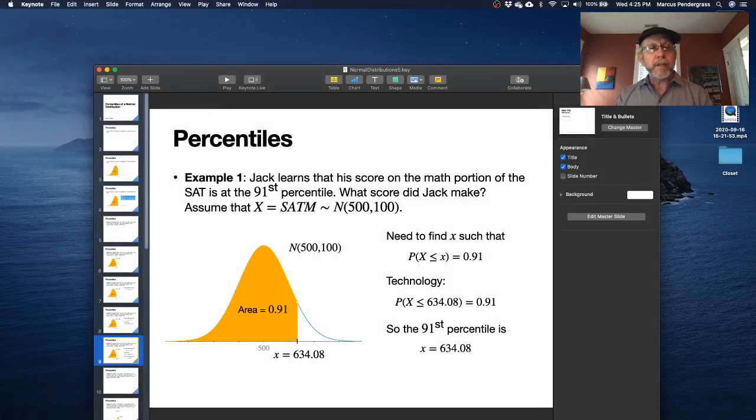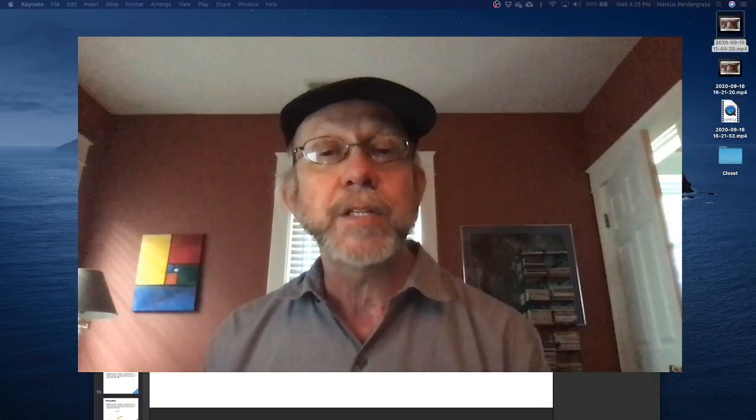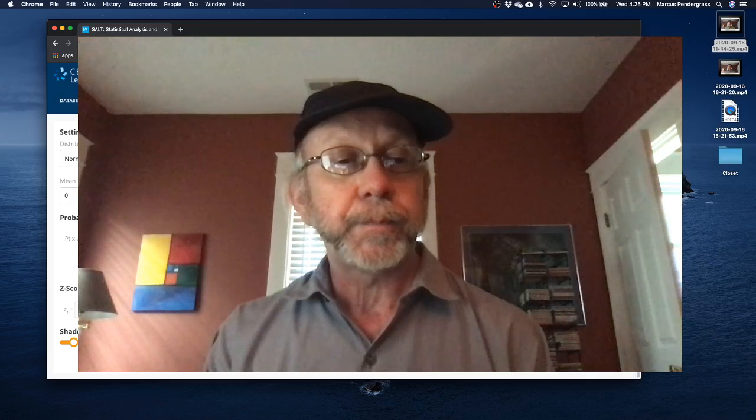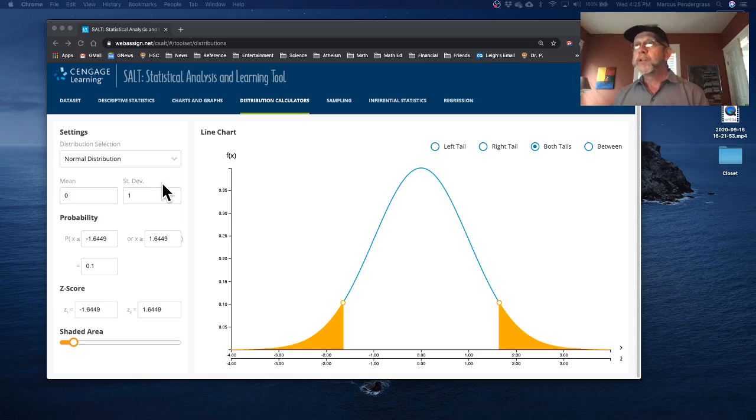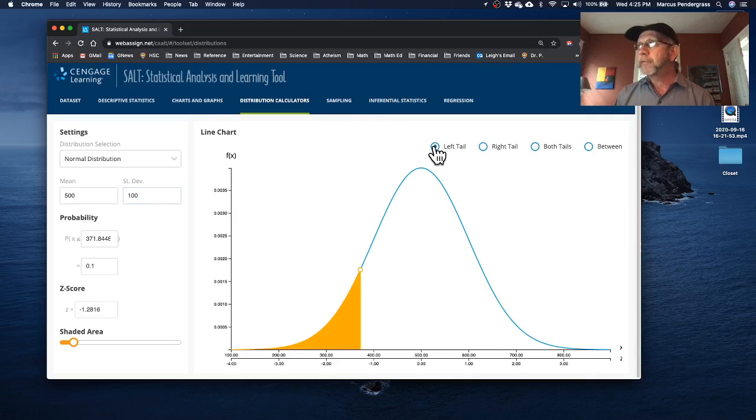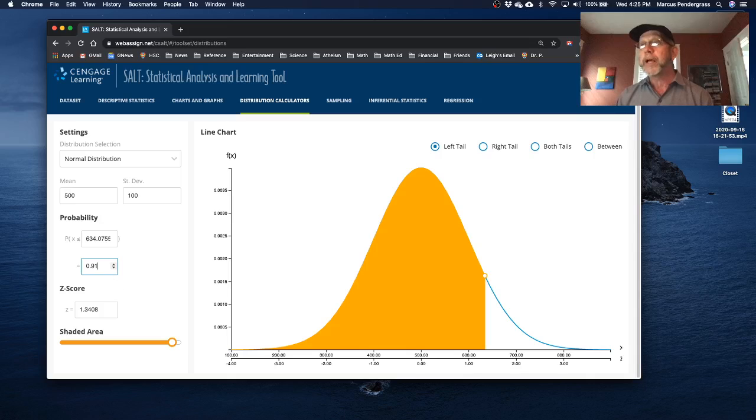So you might be interested in how we actually got that number. It just magically appeared on the slides. It's pretty easily obtainable from SALT, so let's take a look there. Here I just popped up the distribution calculator for normal distributions. And the first thing we would do is get the normal distribution we're interested in, that has mean 500 and standard deviation 100. And then percentiles are all about left tail areas, so let's select left tail over here in the calculator. And then you simply put in the box that gives you the probabilities the percentile that we need. So we need 0.91, and then we read off the value here in the box.